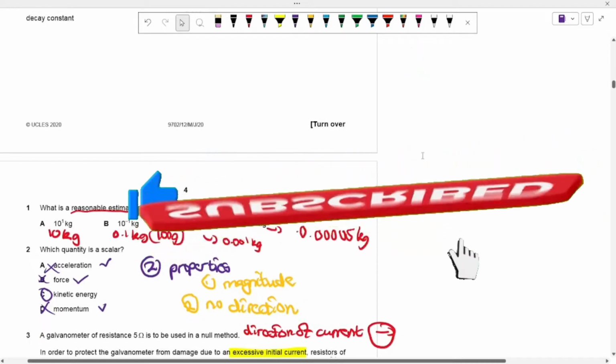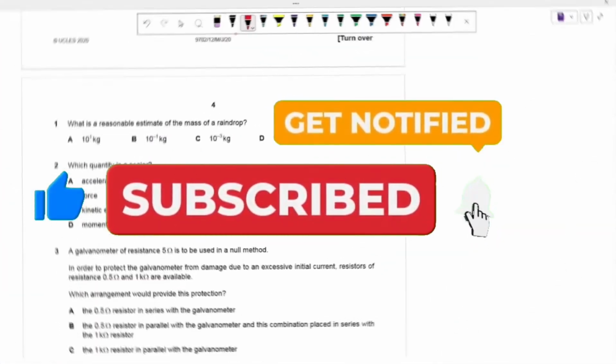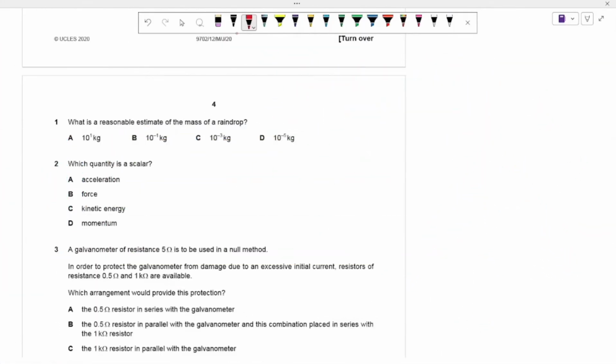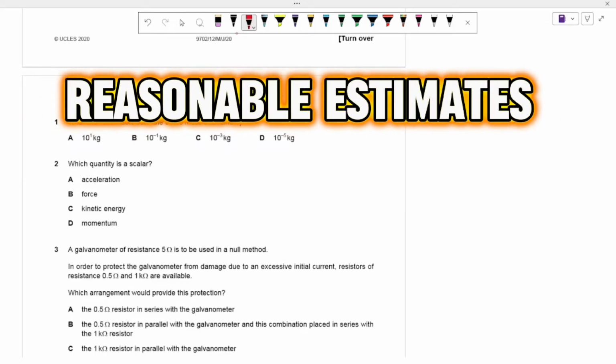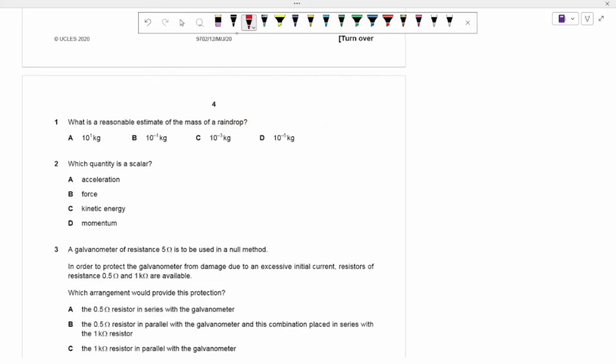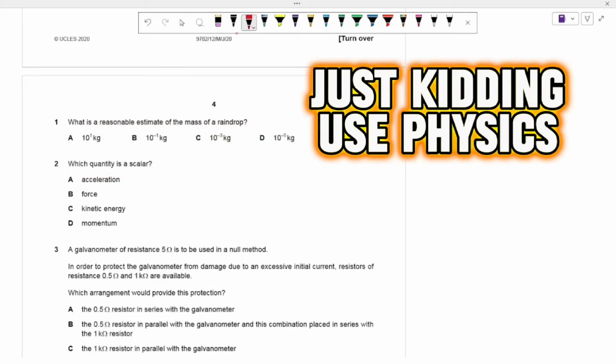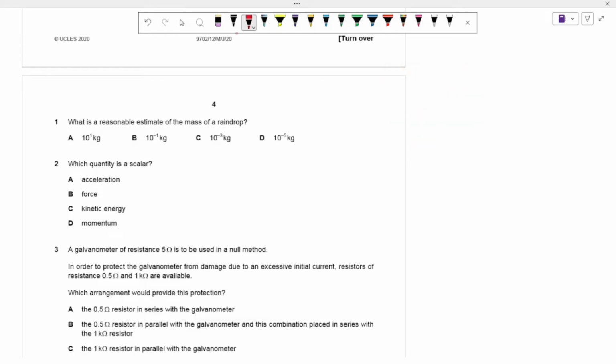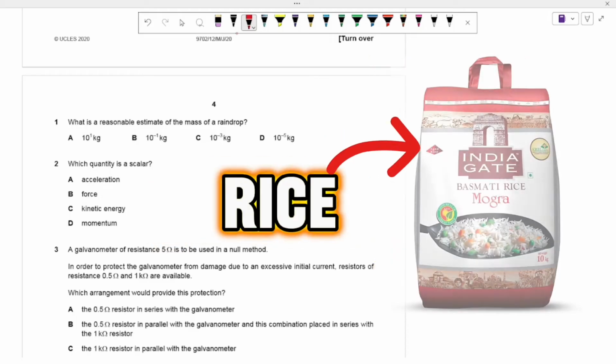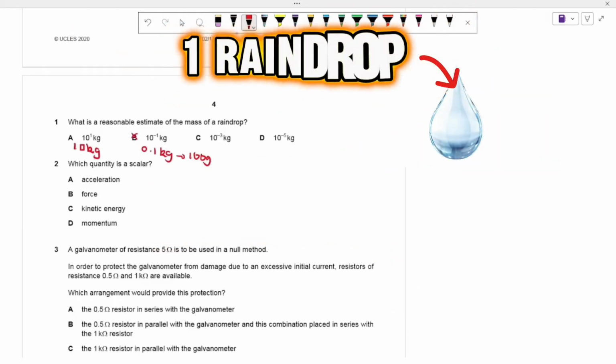Okay, so to start off, we're going to start with the first question, which touches on a very, very important topic, the topic of reasonable estimates. So we've been asked to estimate the mass of a raindrop. How are you supposed to know this? Well, you're just supposed to guess. If we start with the first one, this is 10 kgs. I mean, this is like a little bag of maize meal, right? Or a little bag of rice or something like that. How can one raindrop be equivalent to this?